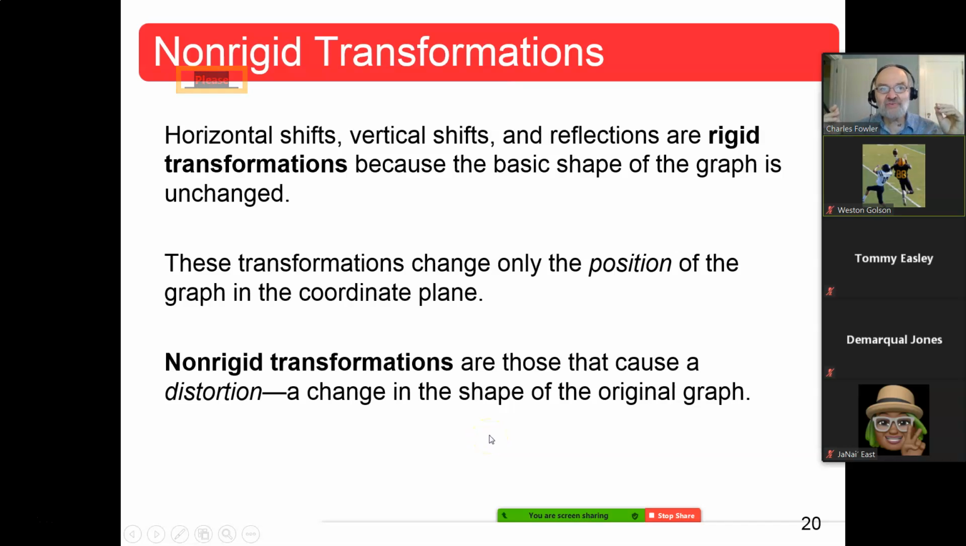And I'll give you the changes that we have. Let's take horizontal first. They can be stretched horizontally or compressed. We call it shrunk horizontally. They can be stretched vertically or shrunk vertically. So say if you had a parabola going like this and you stretched it vertically, it would go up more sharply. Okay? If you stretched it horizontally, it would flatten out a lot. So those are your non-rigid transformations because they do cause a distortion in the shape of the original graph.